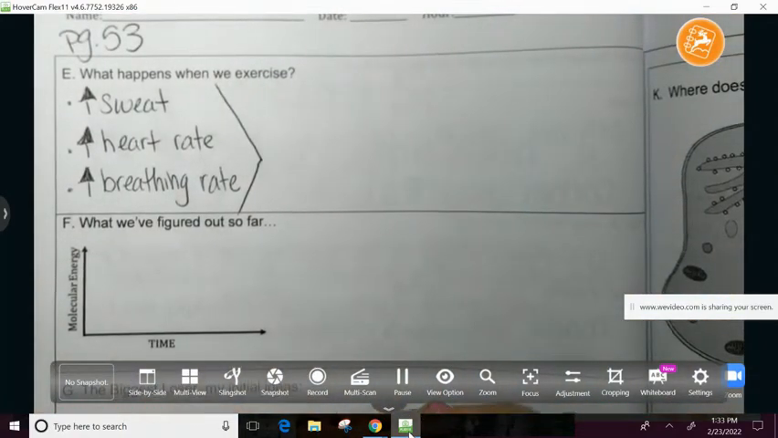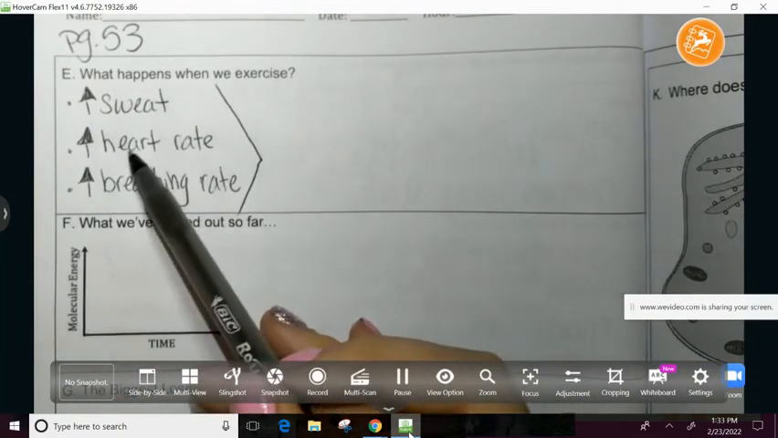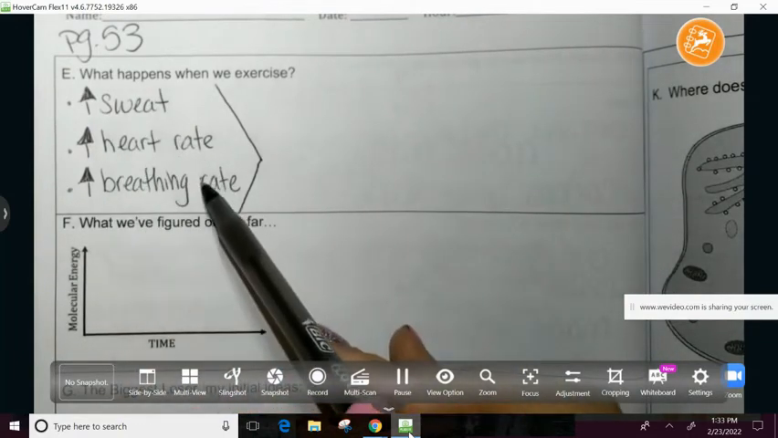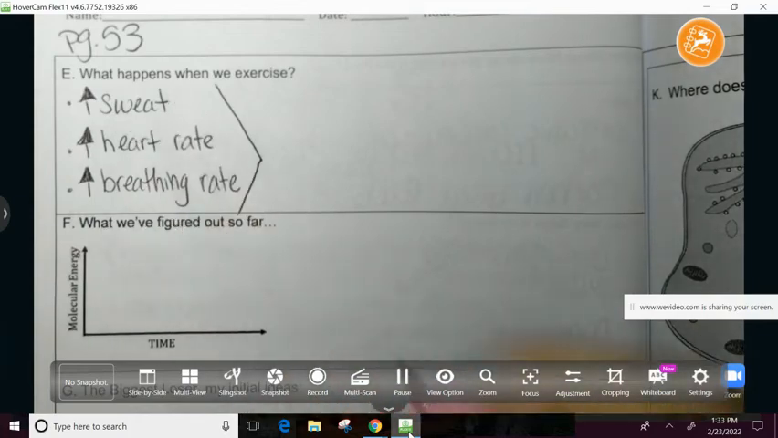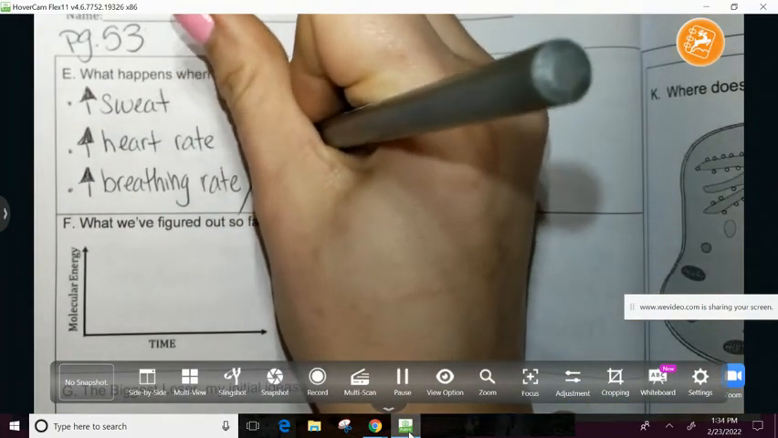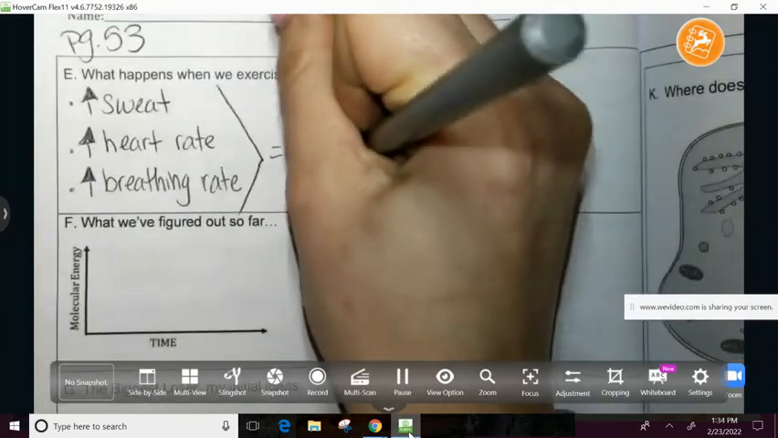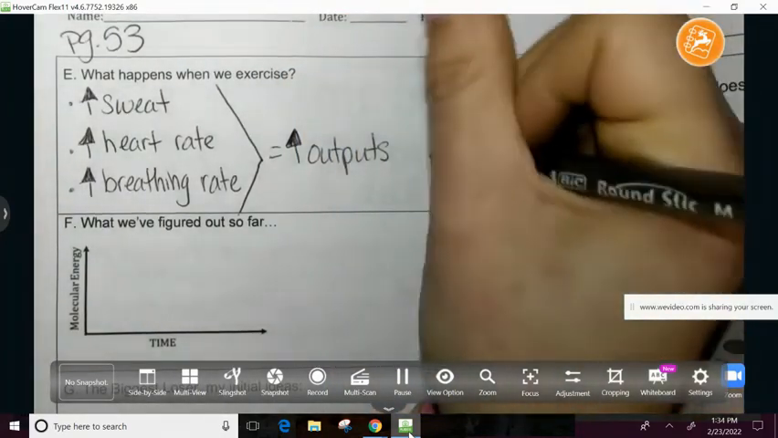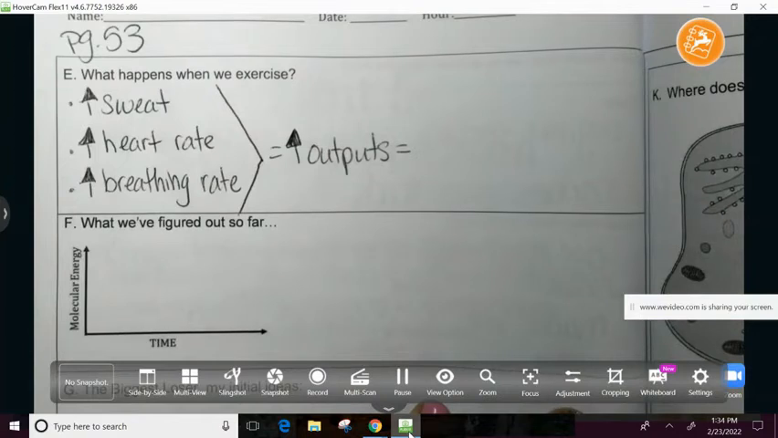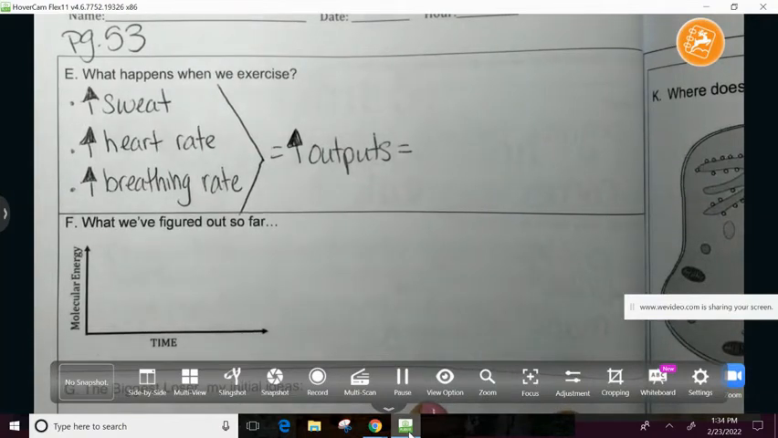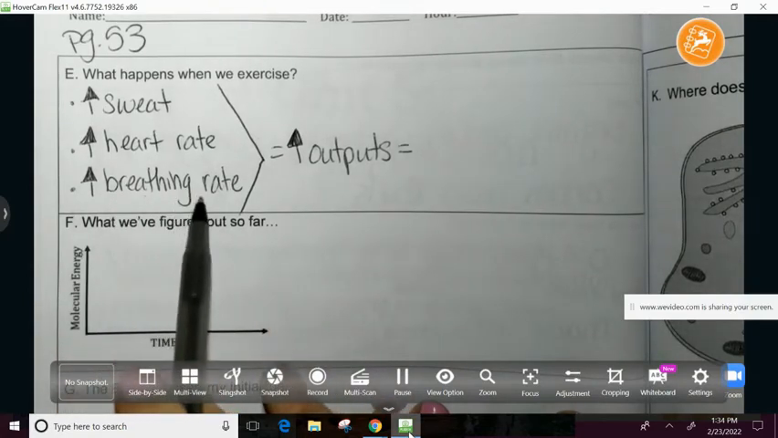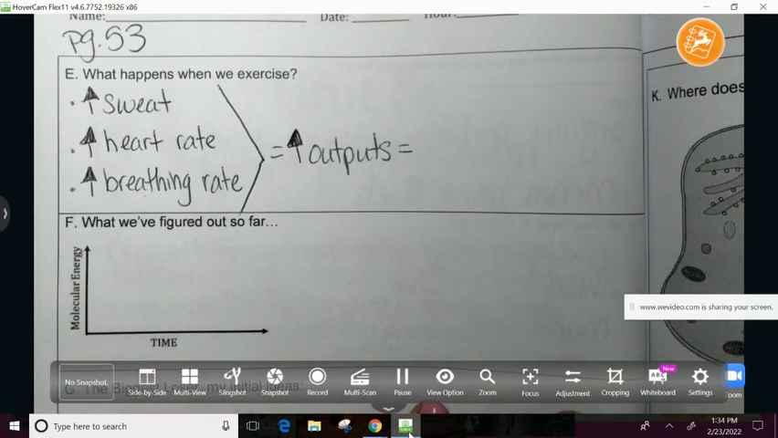So all of these things are our outputs. We output sweat. We don't take in sweat. Our heart rate is something you can feel. Your breathing rate is an output. So all these increase our outputs. And this shows that there's an increased energy demand, which increases the reaction, whatever this chemical reaction is in the body, which increases the rate of our carbon dioxide breathing rate. So remember when you're breathing out like that, you're breathing out carbon dioxide.